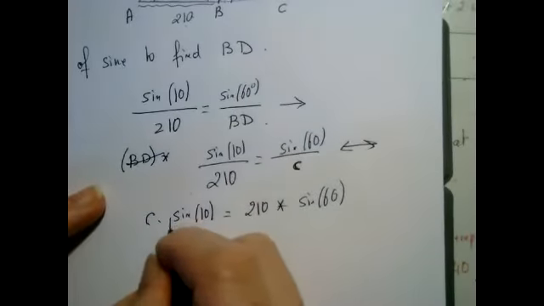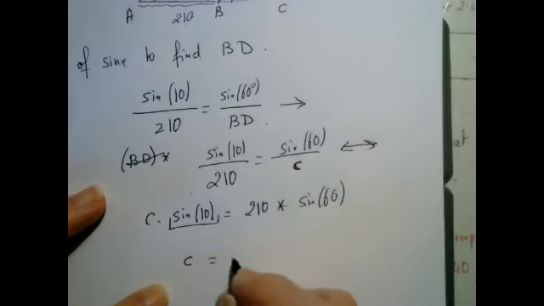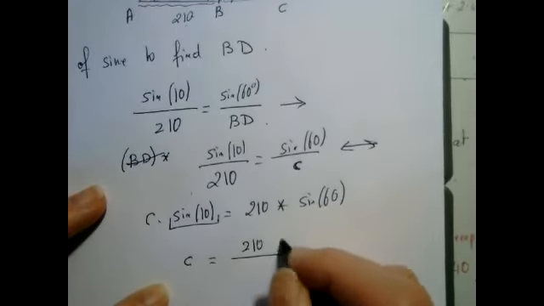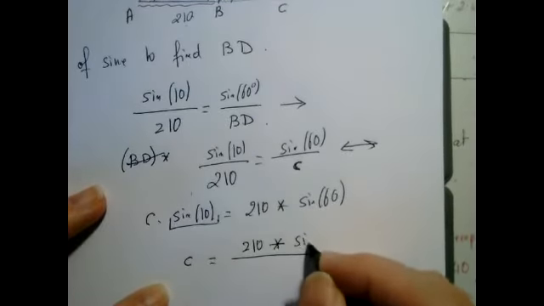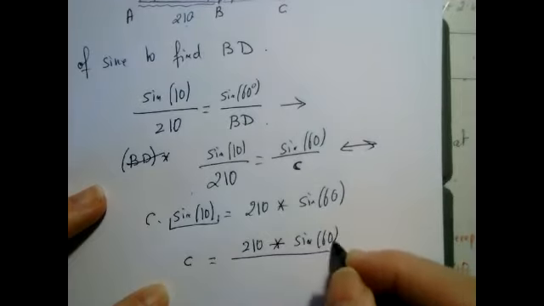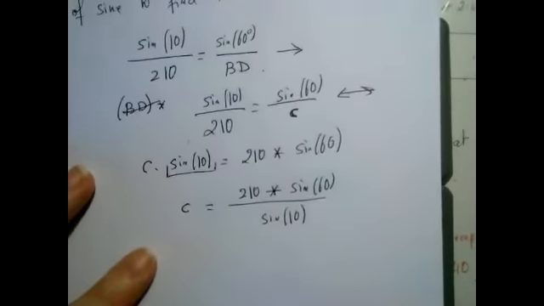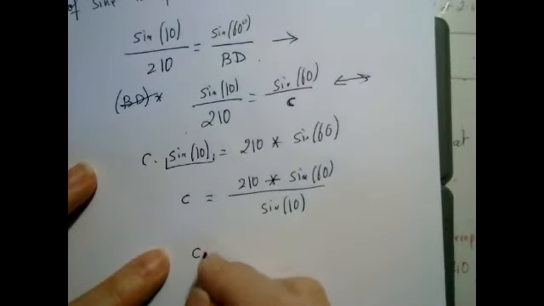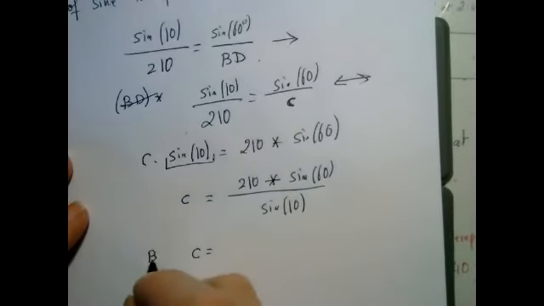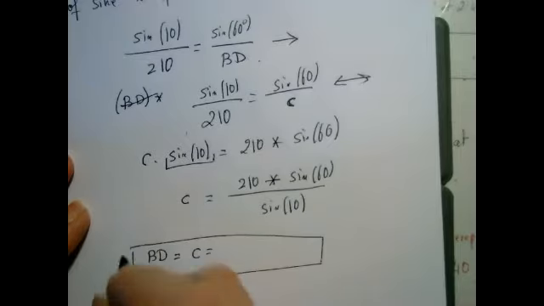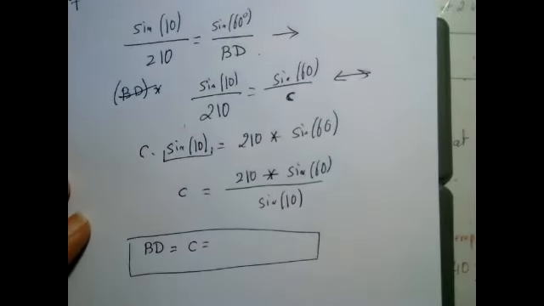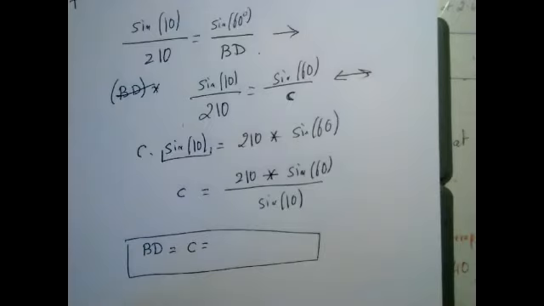So now I divide by the sine. I divide, so this will give me 210 times the sine of 60 over the sine of 10. And this will give me C, which is BD, equal. Okay, so did anybody do the math?